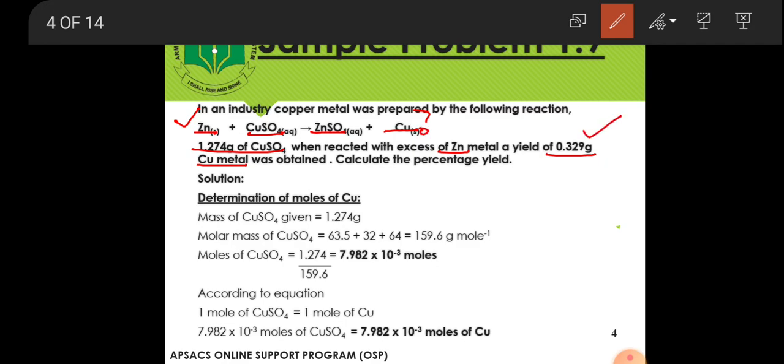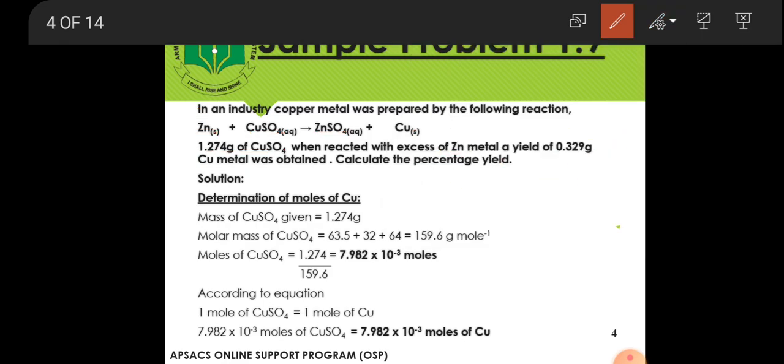0.329 gram of copper metal is obtained when you carry out this process in the industry. So this is the actual yield that you get. What do you have to calculate? You have to calculate the percentage yield. Actual yield is given to you. You have to find out the theoretical yield and you have to find out the percentage yield.